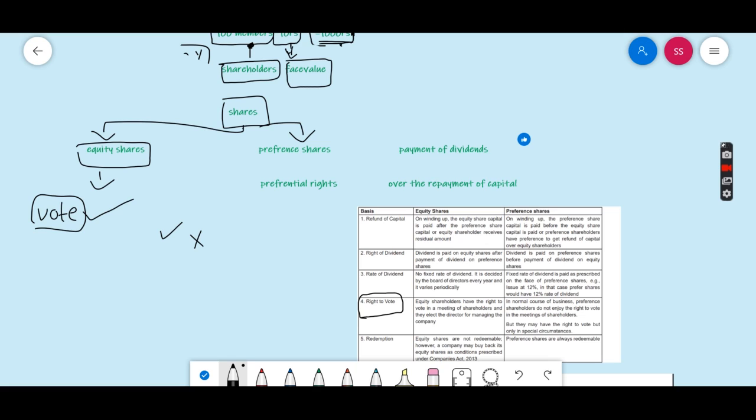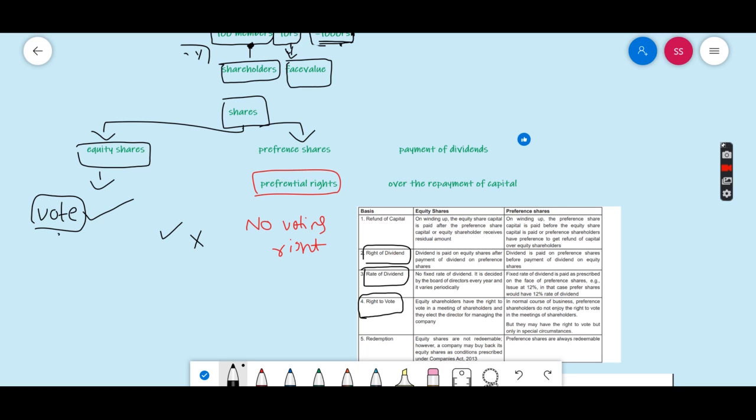Whereas preference shareholders, on the other hand, have no voting right. They cannot vote. Probably you would have learned all this in your 11th or 12th class. And then the right to dividend, and then the rate of dividend.